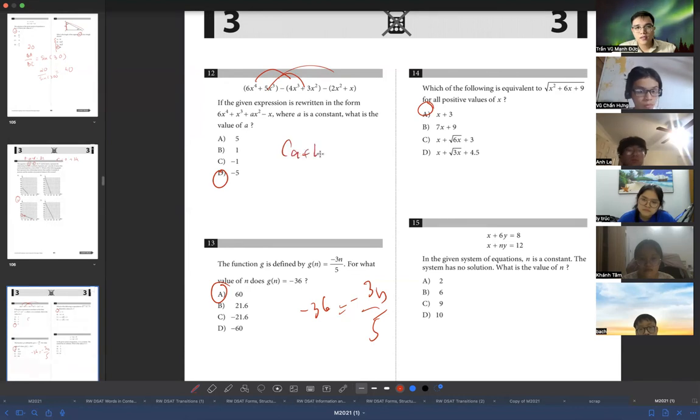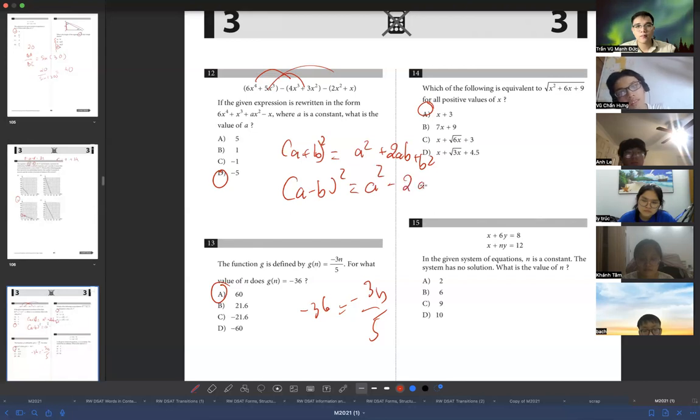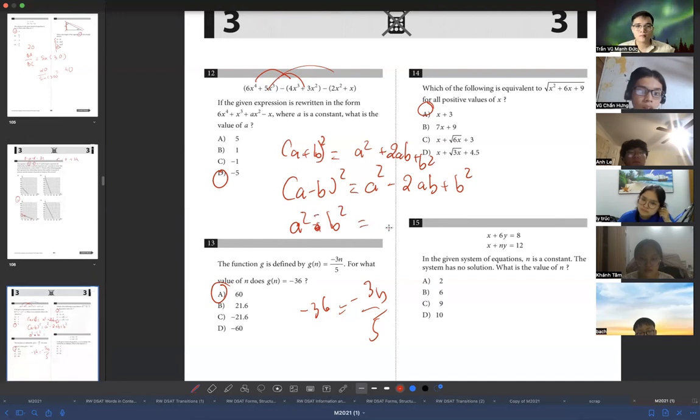Firstly, A plus B squared. Can you just expand this for me? A squared plus 2AB plus B squared. A minus B squared. It's the same, but it's minus 2AB. Okay, A squared minus 2AB plus B squared. And A squared minus B squared equals A plus B times A minus B.